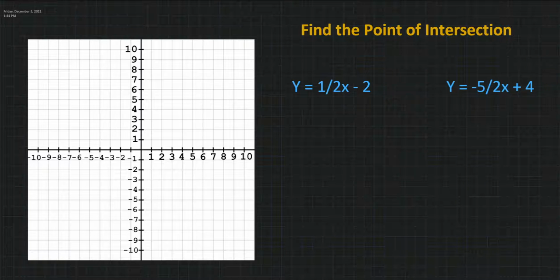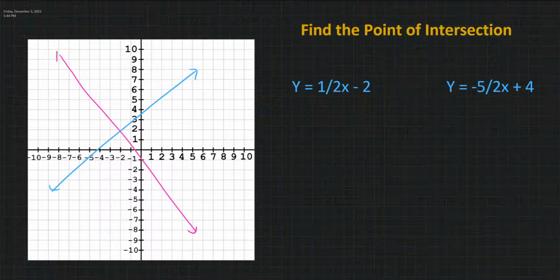In this video, we're going to answer the question, what happens when I graph two lines on the same plane? Well, to answer that shortly, what happens is typically, 9 times out of 10, they meet up somewhere. So for example, this blue line and this pink line seem to meet up right here at that point.